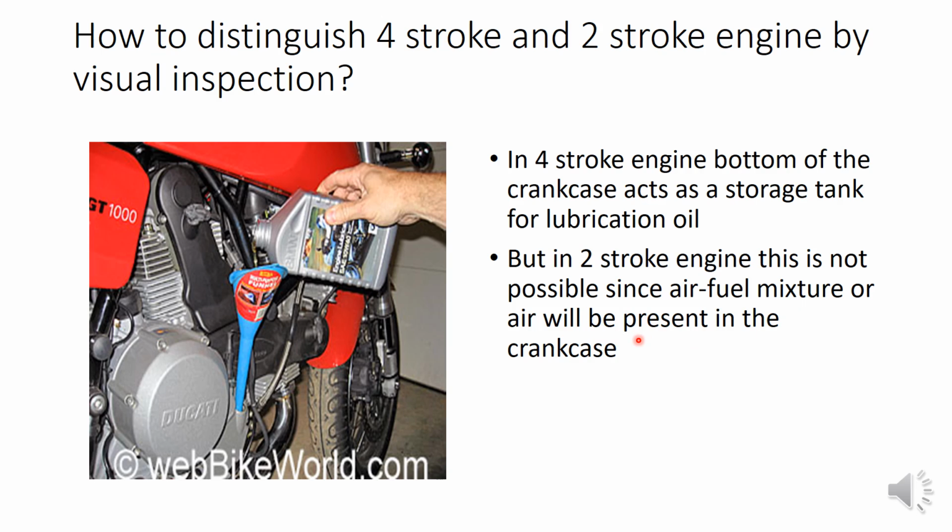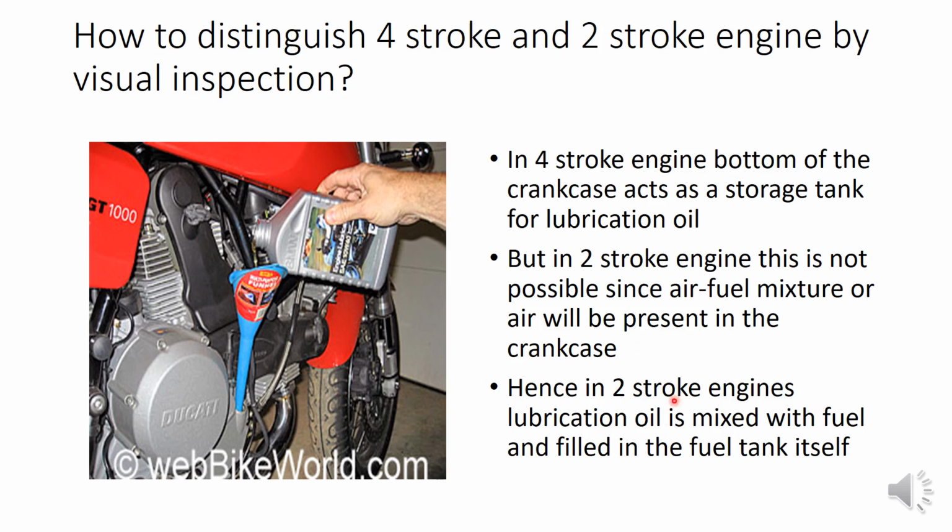Instead, in a two-stroke engine, we have to mix the lubrication oil with the fuel before filling, and it is directly filled in the fuel tank itself. You might have seen some two-stroke auto rickshaws adding lubrication oil directly with fuel in the fuel tank. So we will not be able to use the crankcase in a two-stroke engine for adding lubrication oil. That is another point you can check for identifying a four-stroke or two-stroke engine. So thank you.